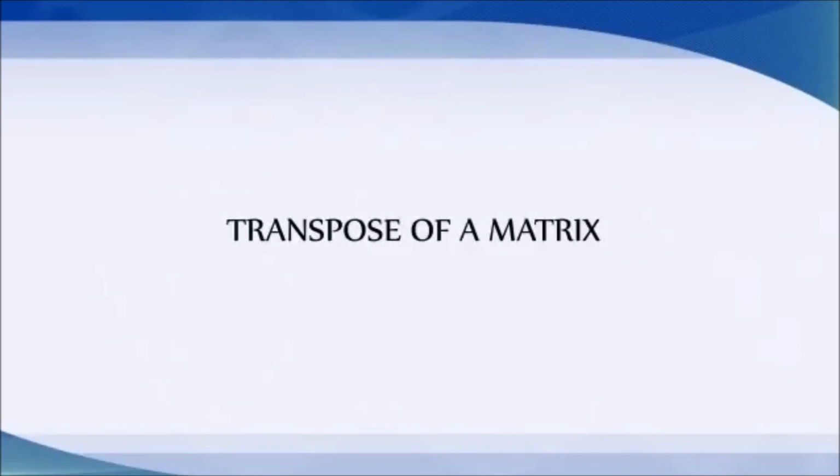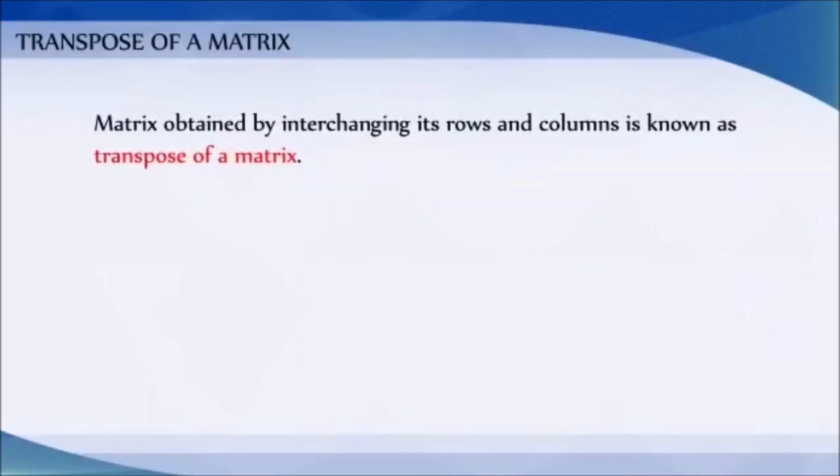Transpose of a matrix. The matrix obtained by interchanging its rows and columns is known as the transpose of a given matrix. In other words, if A = [aij] of order m by n, then A transpose = [aji] of order n by m.